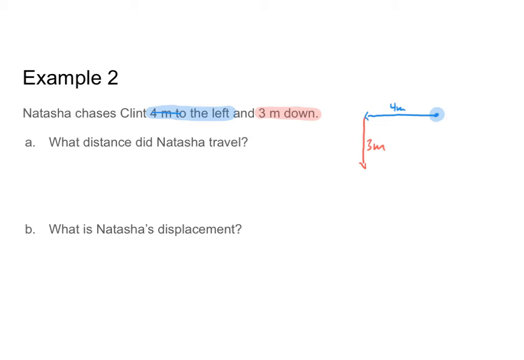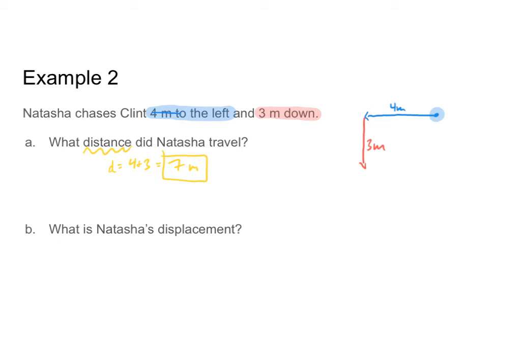But my distance, I don't really care about that, right? So remember, distance is a scalar, so we're just going to add the number of steps, or in this case, meters. So distance is equal to 4 plus 3, or 7 meters. She traveled 7 meters in her total route.